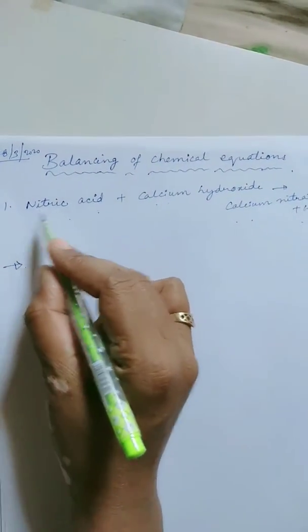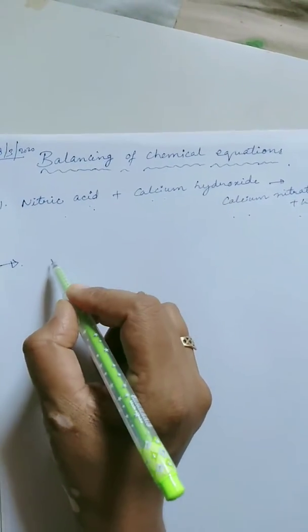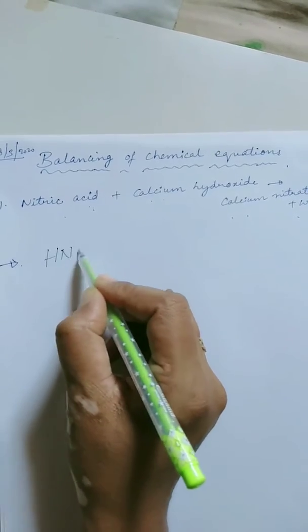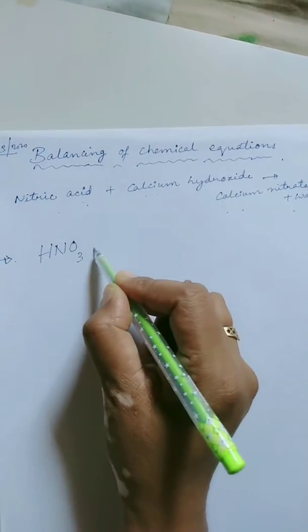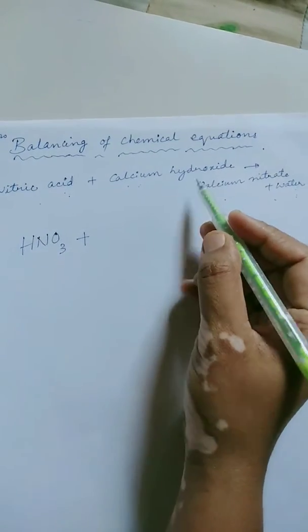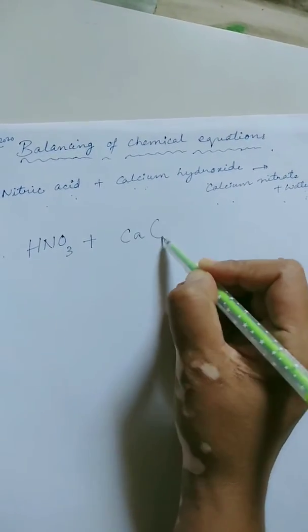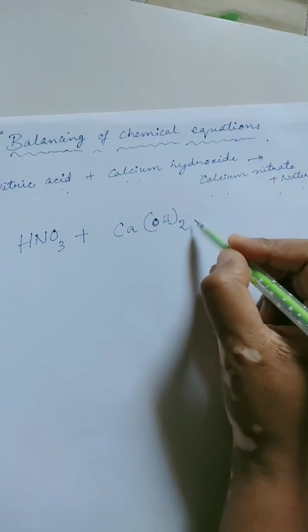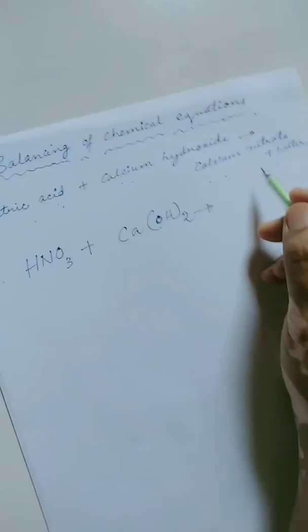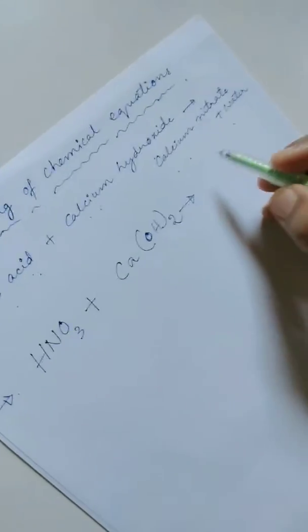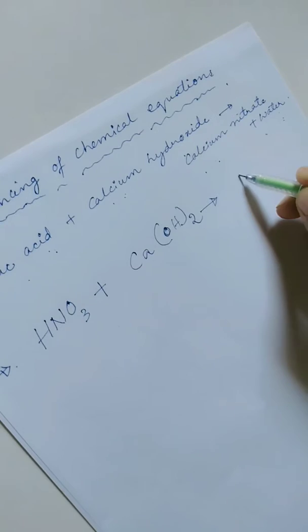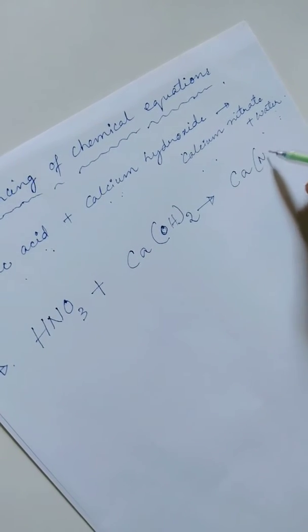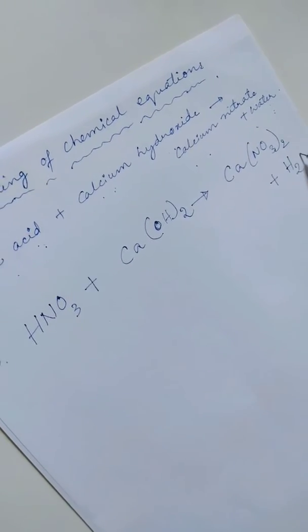Let us write down the molecular formula of nitric acid. Chemical formula of nitric acid is HNO3 plus calcium hydroxide. What is the formula of calcium hydroxide? Ca(OH)2 gives rise to calcium nitrate. Calcium nitrate, what is the formula? Ca(NO3)2 plus water. What is the next step now?